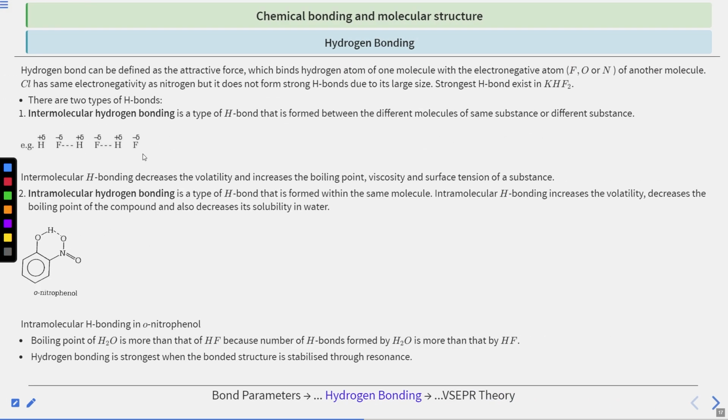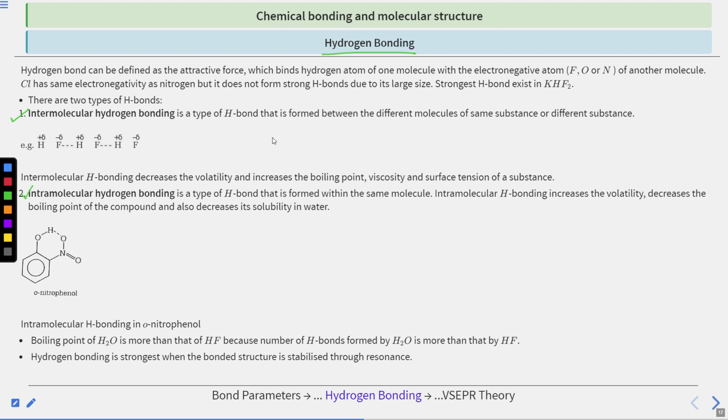Okay. Now let's study hydrogen bonding. A hydrogen bond can be defined as the attractive force which binds the hydrogen atom of one molecule with an electronegative atom of another molecule, like fluorine, oxygen, or nitrogen. Chlorine has the same electronegativity as nitrogen, but it does not form strong hydrogen bonds due to its large size. The strongest hydrogen bond exists in KHF2. These hydrogen bonds are of two types, intermolecular and intramolecular.